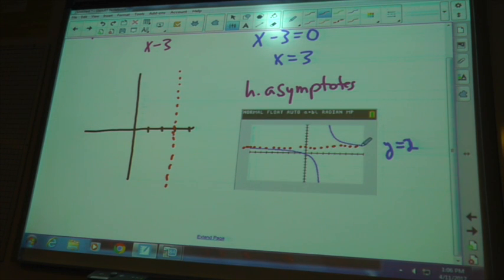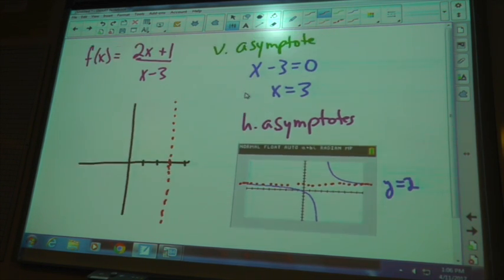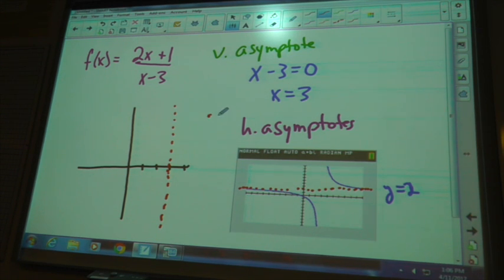Y equals 2. Is that for the horizontal asymptote? Yeah, the horizontal asymptote. Now, is there any way we could see a 2 in here? We'll get to it on the very left. There's a 2 here.